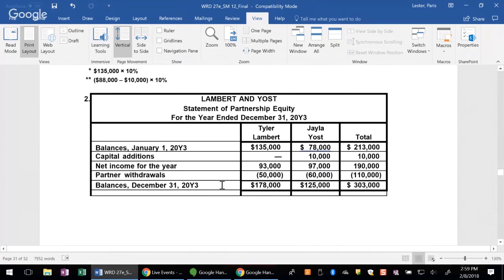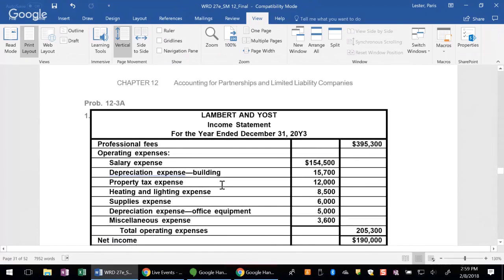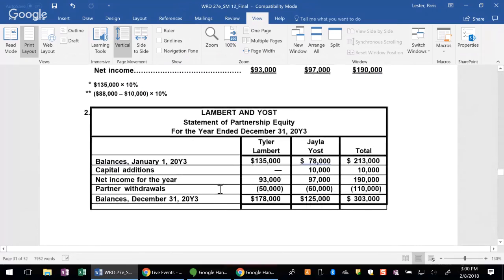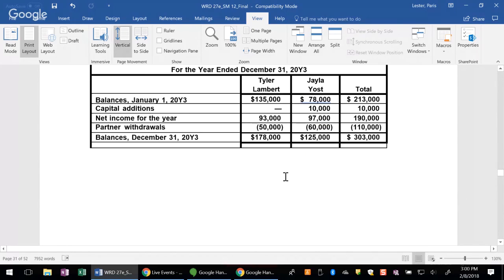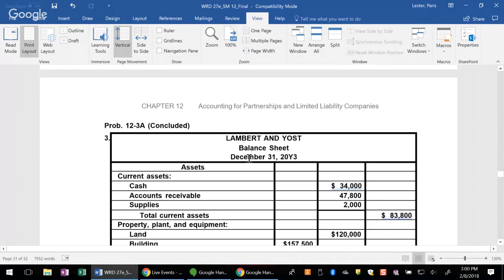Now, partnership equity, capital statement, whatever you want to call it, you did it in Principles 1. You did the income statement, net income. You did the capital statement, beginning balance plus additional investment of 10. And see this 10 up here is 88 minus that 10 additional investment. It was on your original investment of 78 times 10. All right, capital additions, partner withdrawal, that leaves balances for Lambert of 178.90 and for Yost 125.